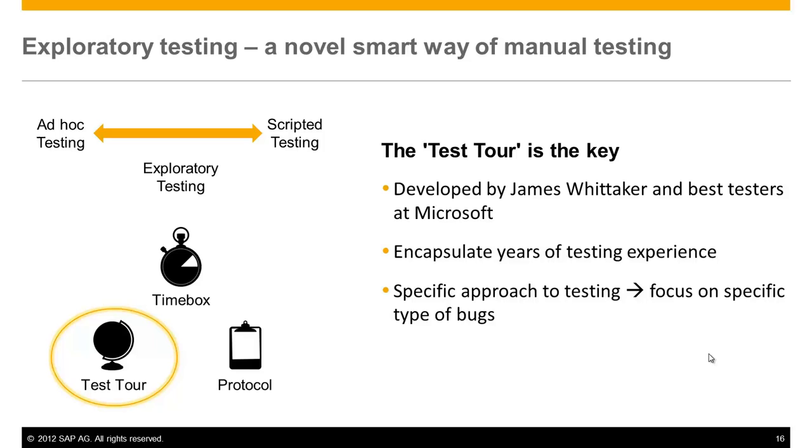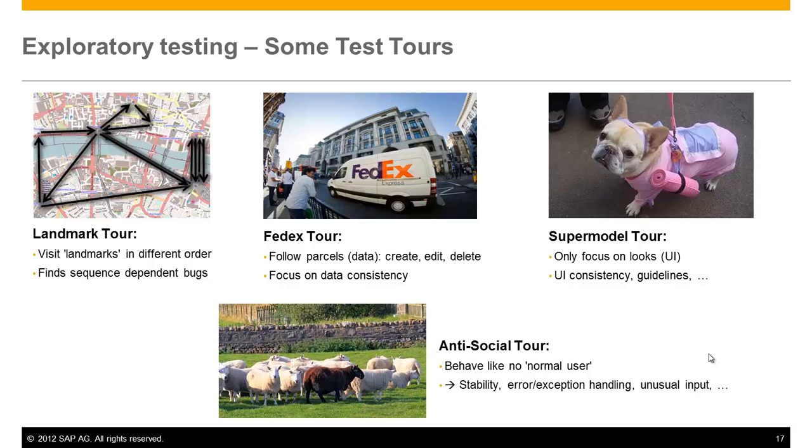And the new element really is the test tour. This is how I test. Basically, specific types of testing approaches find specific types of bugs, and this is where the power of exploratory testing comes from. They're called tours because it's like a tourist metaphor. You're going to a city, you want to see certain things, you can't see everything, but you focus on something. And so there are different tours that focus on different things.